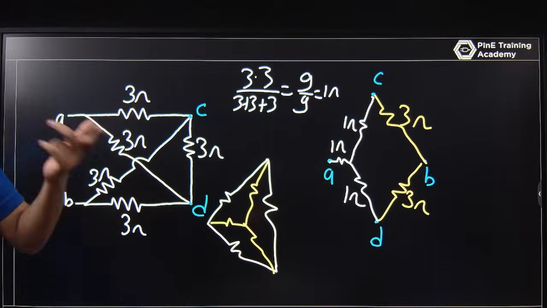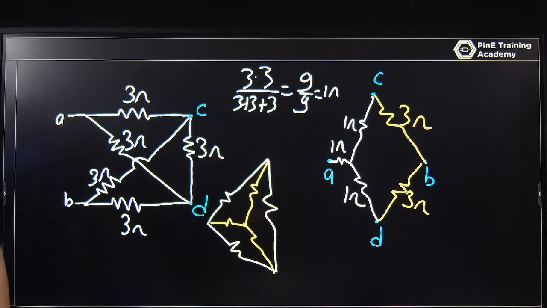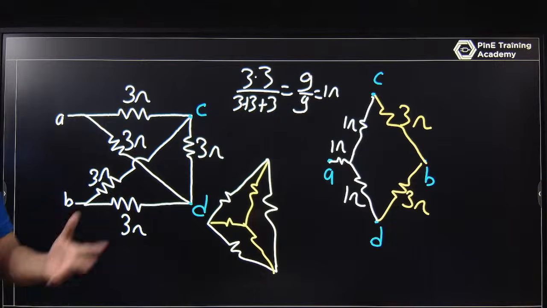If CD has an impedance, we can't decide which one is series and which one is parallel. So there is one method, that is the balance bridge, or otherwise you can use star to delta or delta to star. So always try star to delta and delta to star, that will be easy for you.